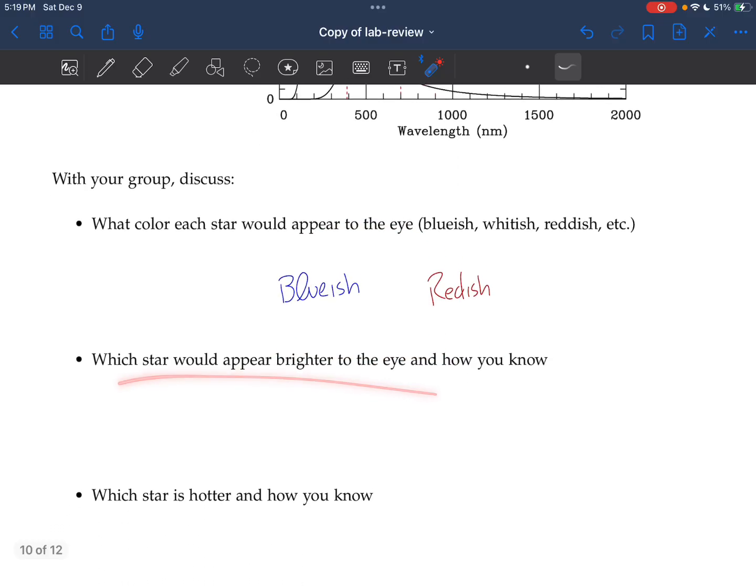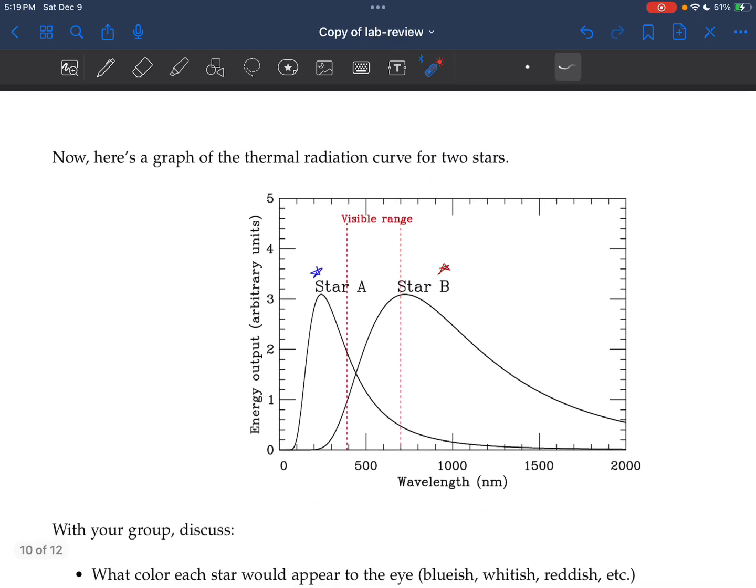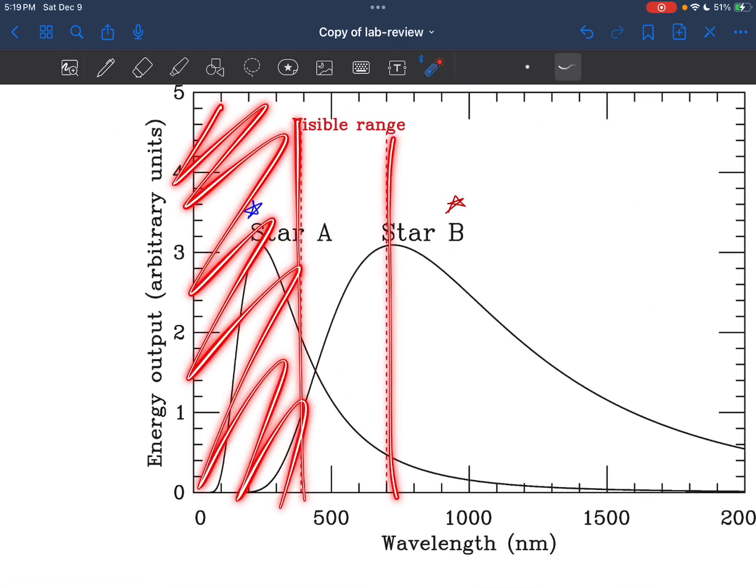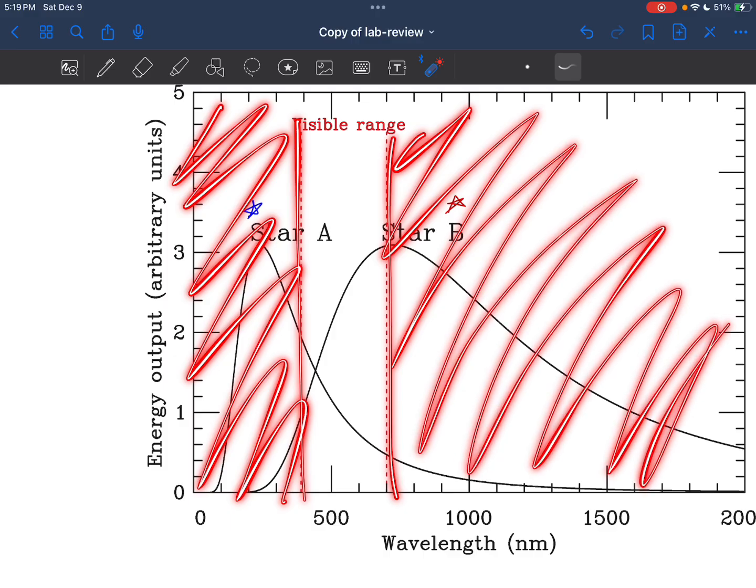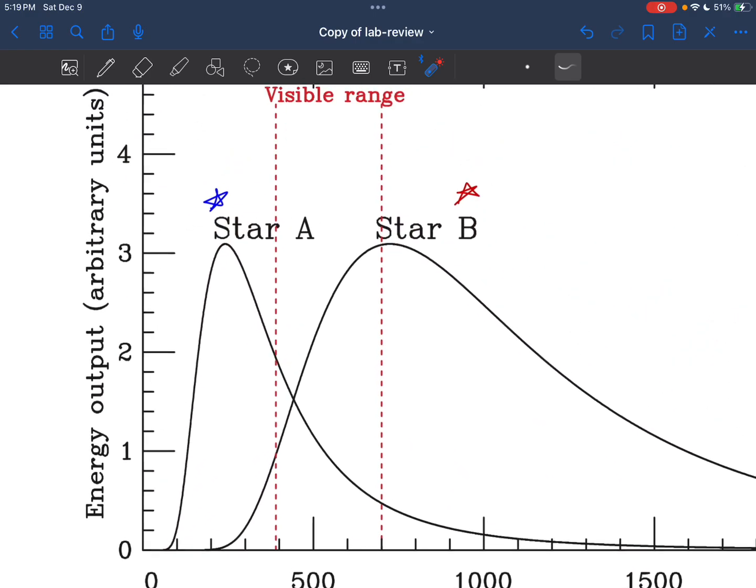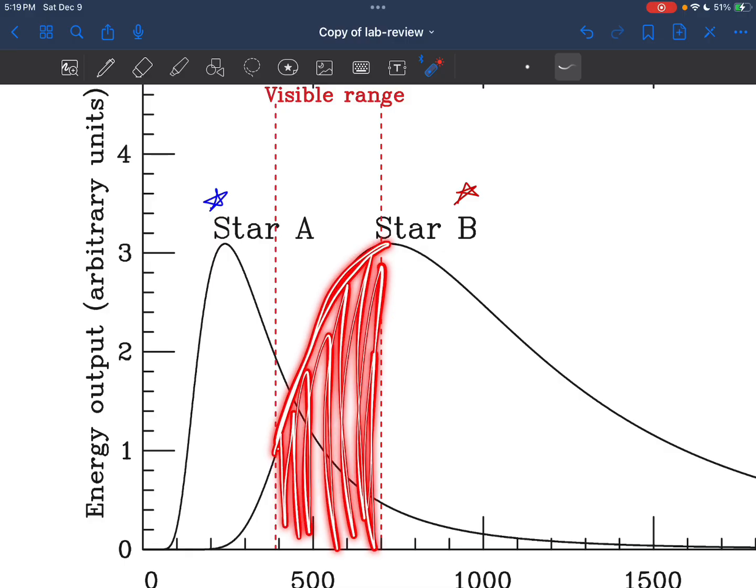All right, which one appears brighter to the eye? Again, we have that to the eye, which means we're looking in the visible range, right? And again, I can ignore everything else. We want to know which one would appear brighter. Well, that one will probably be star B. So we can see it has a higher intensity for more of the visible range.